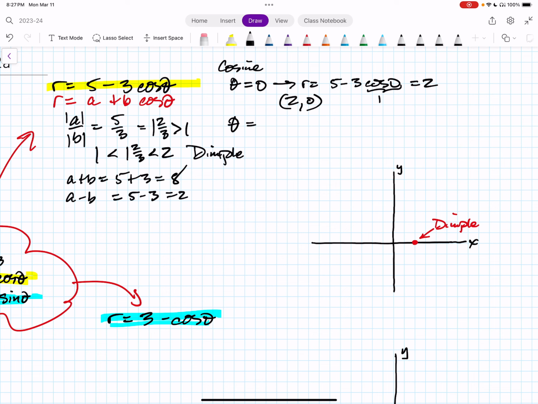So cosine here of pi, let's go pi. So let's figure this out again. So 5 minus 3 times cosine of pi. Cosine of pi is negative 1, times negative 3 is 3, and 3 plus 5 is 8. And there's your max. So 8 comma pi is on the graph. Well, where's 8 comma pi? Well, it's over 2, 4, 6. It's over here. So there's that.